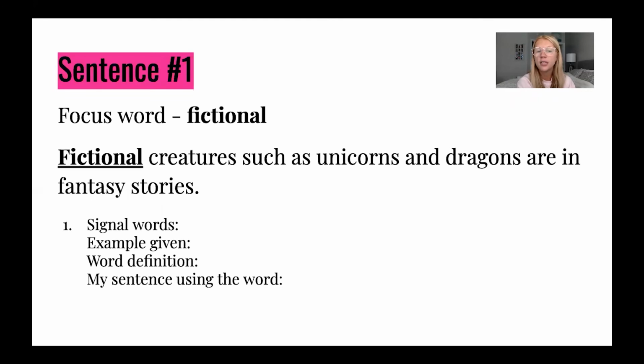Word definition. What do you think the definition for the word fictional is in this sentence, after locating the example given and signal words to help us have a full understanding and using the context clues within this sentence to understand the word definition? And create your own sentence using the word. Take a moment to pause the video and complete your answers for number 1.